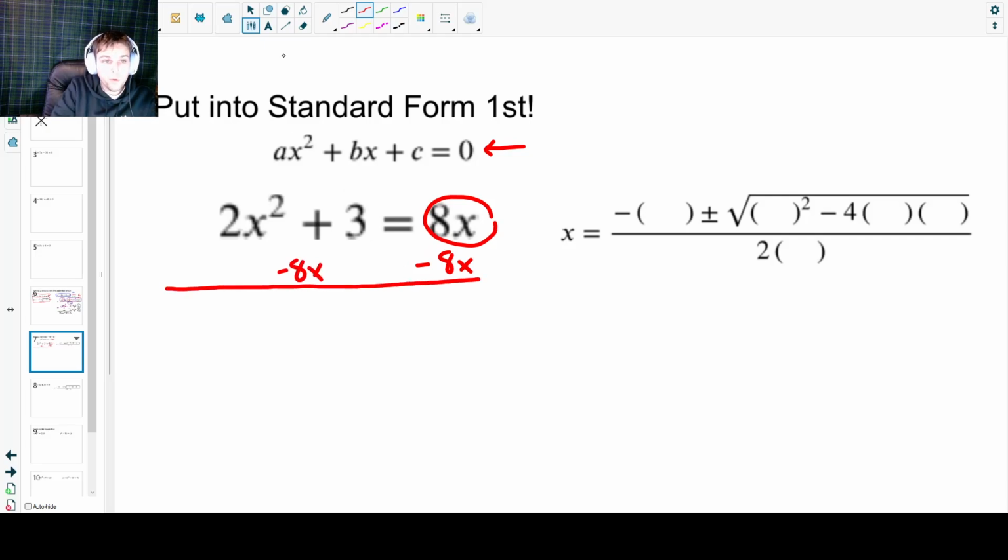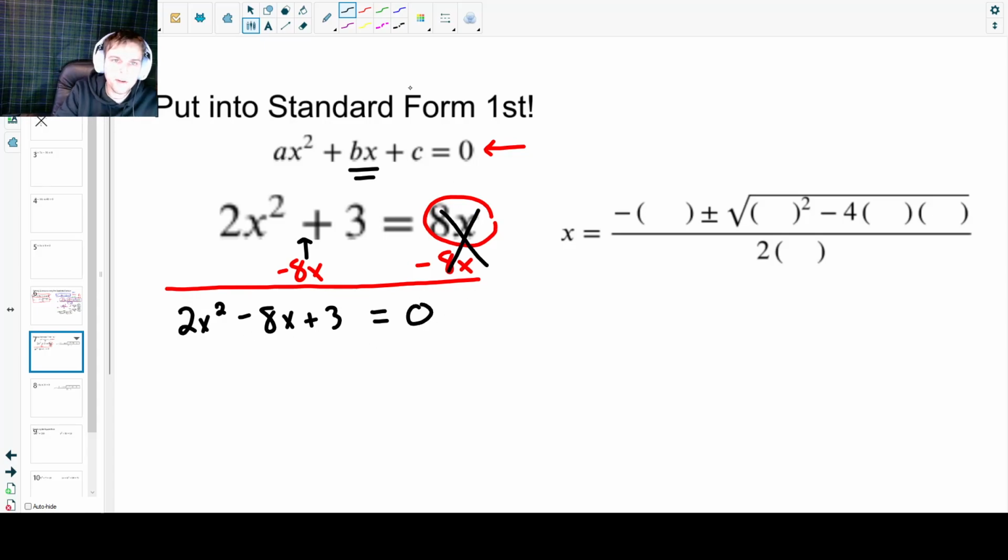Now, again, something you will notice here is that we don't have any like terms to subtract that from. So I'm just going to be sticking it in the middle. That's where that x term usually goes in the quadratic formula anyway. So we get 2x squared minus 8x plus 3 equals 0, right? Because this cancels out and we get 0. Now we're in standard form.